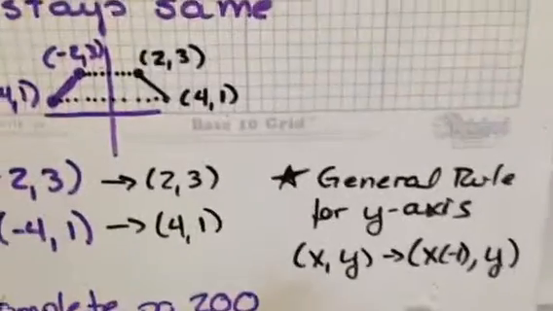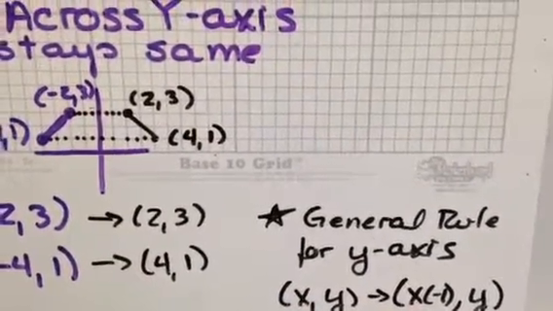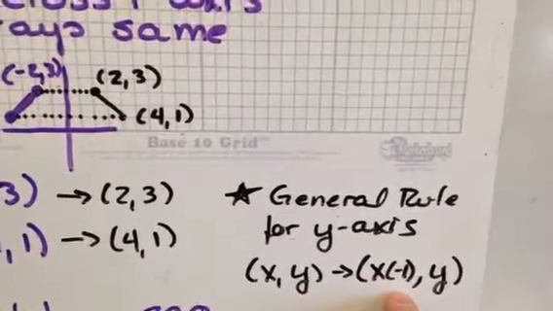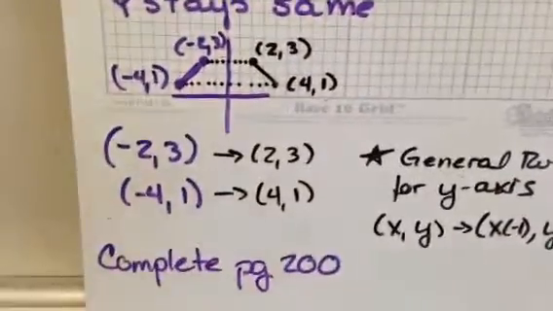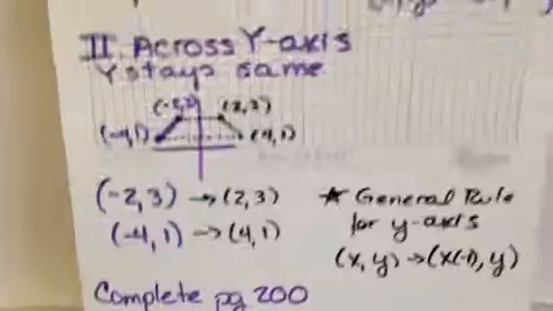So our general rule for the y-axis is if we have a point x, y, when we reflect it, the x changes sign, x times -1, and the y stays the same. So I want you to pause and go ahead and complete page 200.